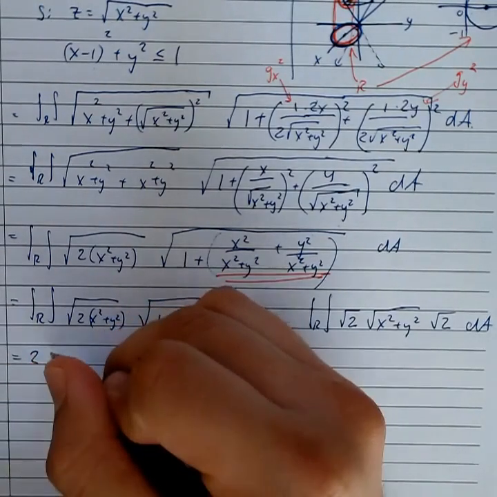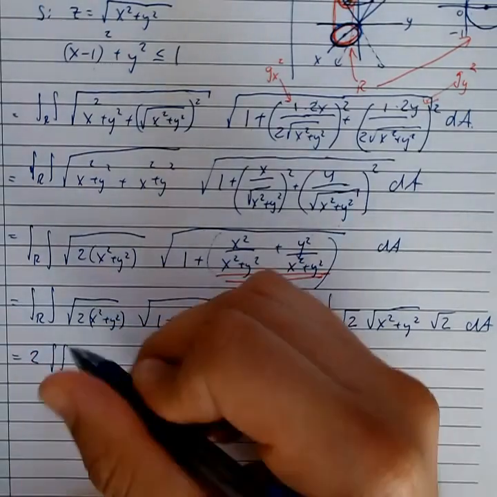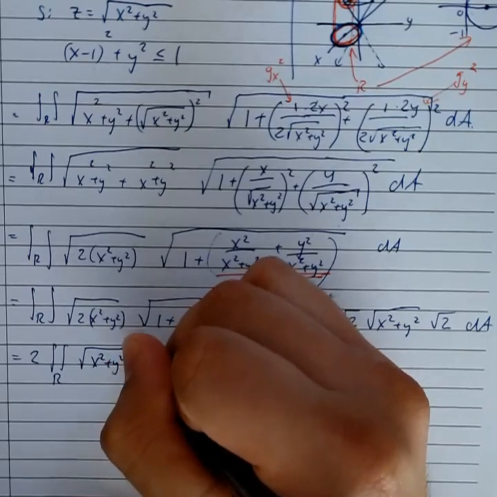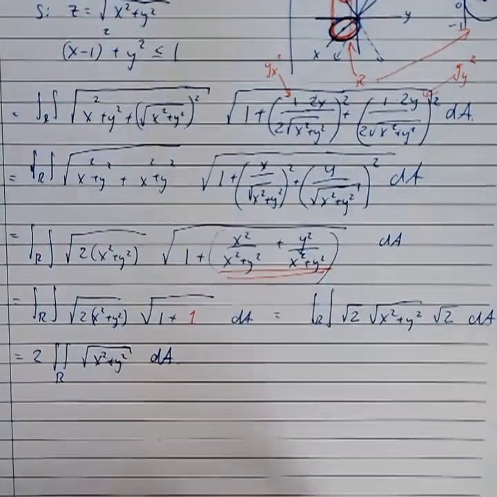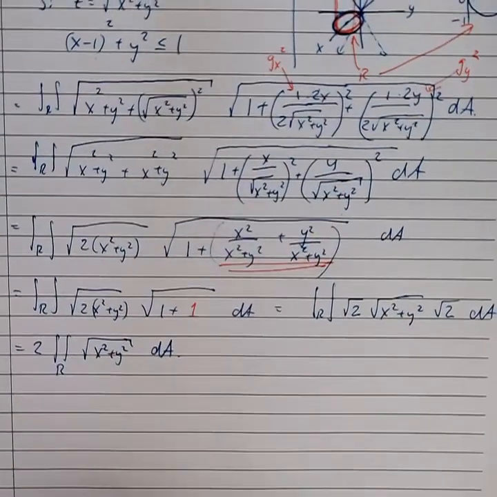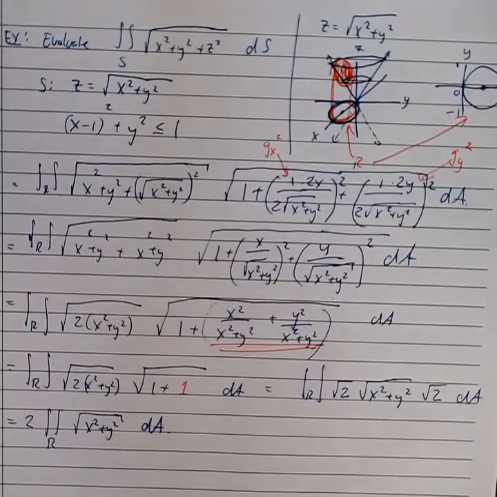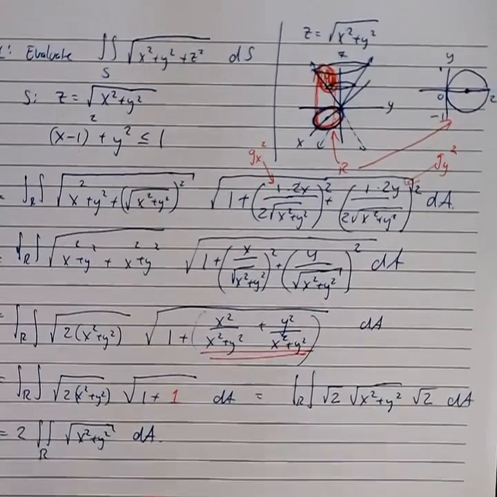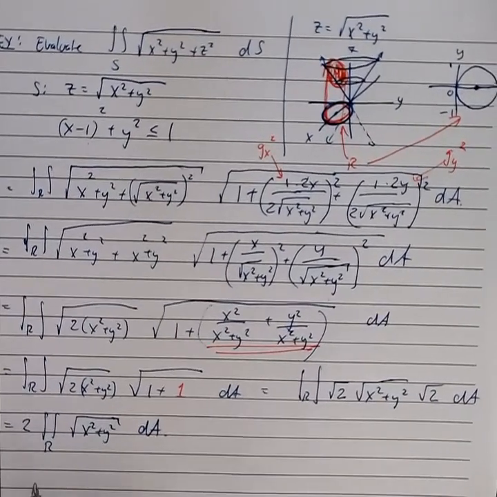So it's going to be double the integral over r of the square root of x squared plus y squared dA. And there's our setup. This is going to be our surface integral. Now, we still need our boundaries. At this point, we may realize, yeah, that doesn't look nice in rectangular coordinates. I have the square root of the sum of squares, and that's not going to be nice.